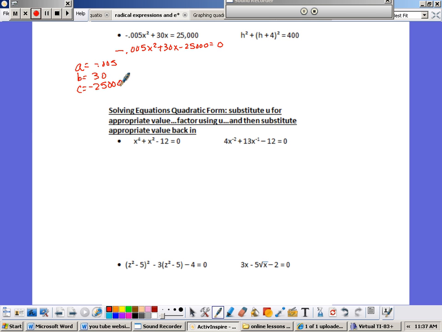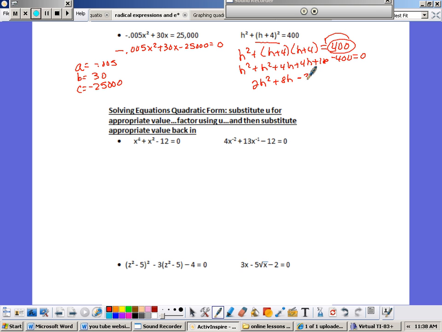Okay, and then you would go down and do the quadratic. On the next one, this needs to be factored first. So not factored, FOILed first before I can even decide what I want to do. And I'm going to write it twice. So I get h squared plus 4h plus 4h plus 16. And I'm going to subtract my negative 400. So I have 2h squared plus 8h minus 384 equals 0.